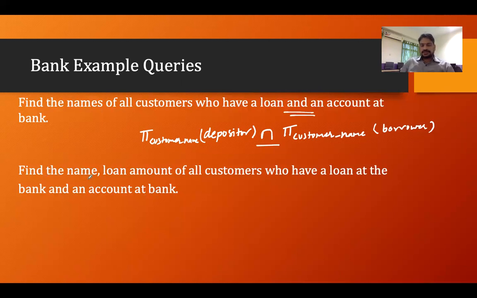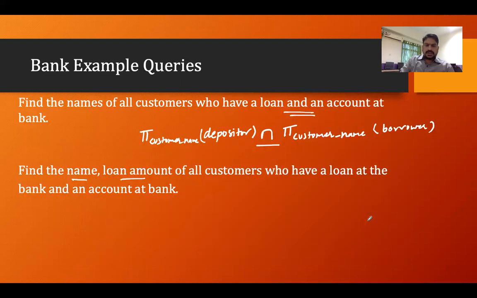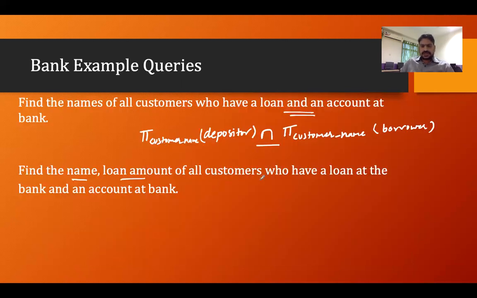Next is: find the name and loan amount of all customers who have a loan at the bank and an account at the bank. So what is required? It requires the name and the loan amount. Where will we get the name of the customer? This is how we'll get the name of the customer. How will we get the loan amount? Here we'll get the loan amount. So we require loan as well as borrower, right? Next, the customer who has a loan, it is okay. I want the customer name as well as the loan amount, for customers who have a loan at the bank and an account. It requires that there should be an account also.